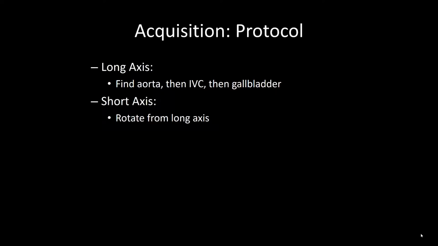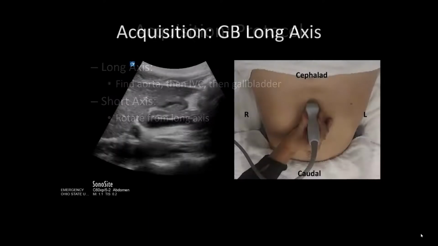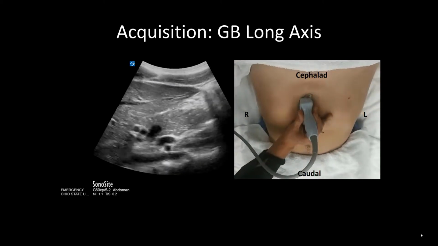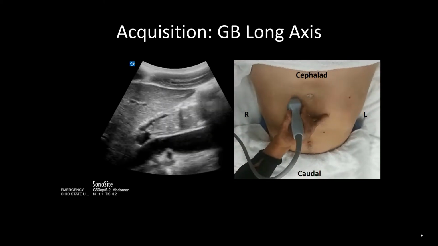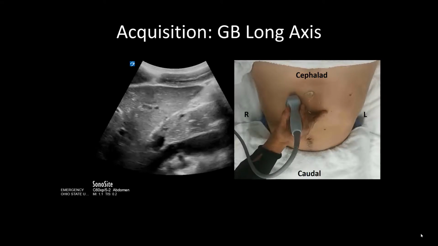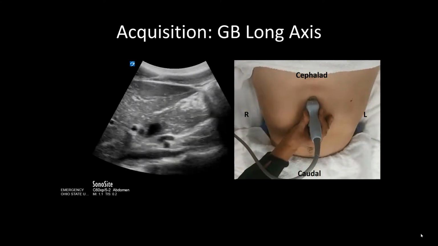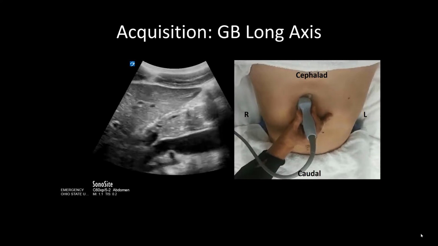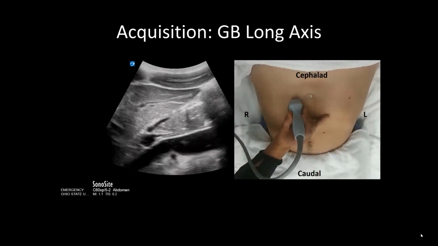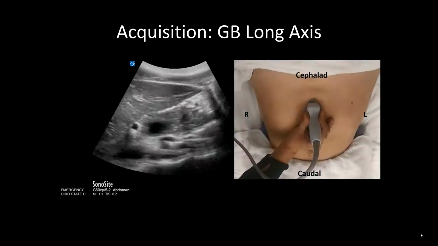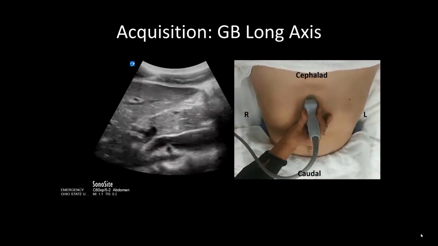We will review the protocol of long axis with sweeps and short axis with measurements. To begin, the provider places the probe with the leading edge in the subxiphoid region of the body facing cephalad, and then sweeps lateral, keeping the probe perpendicular to the patient's body. To do this, they will interrogate the aorta, then the IVC, and the third anechoic structure they will encounter will be the gallbladder.